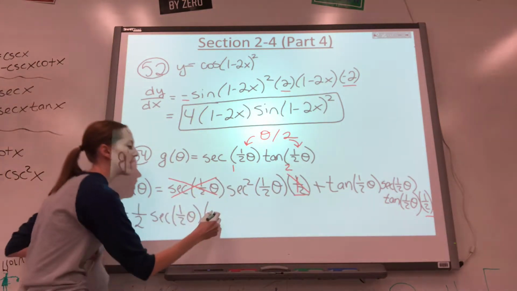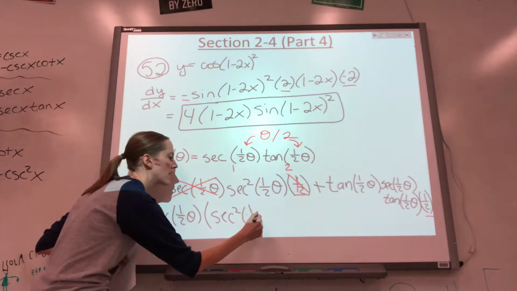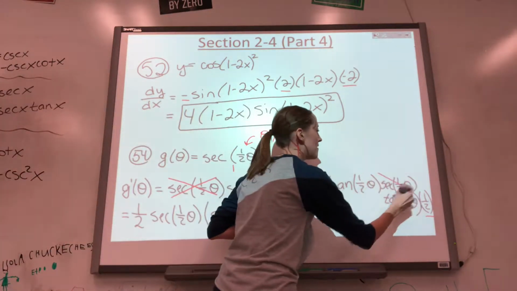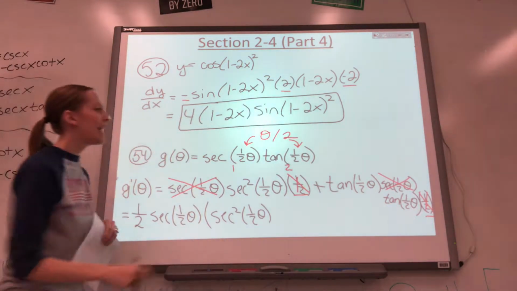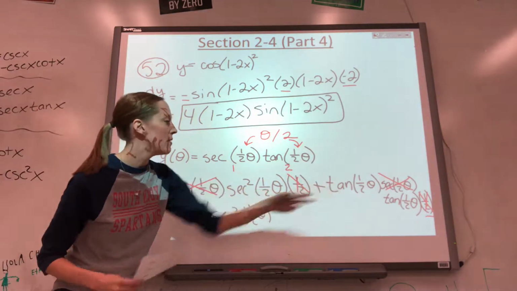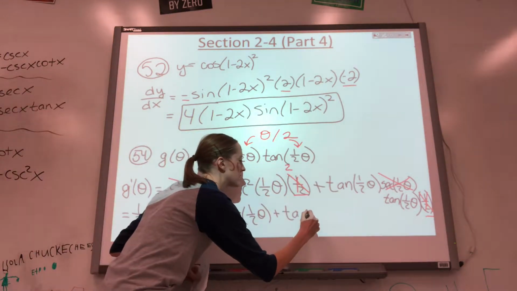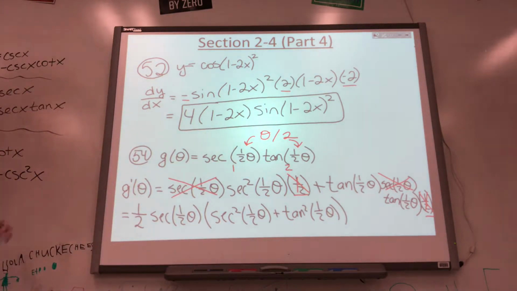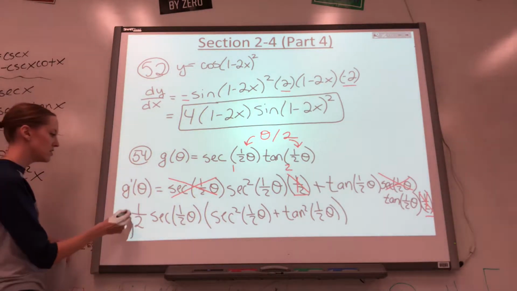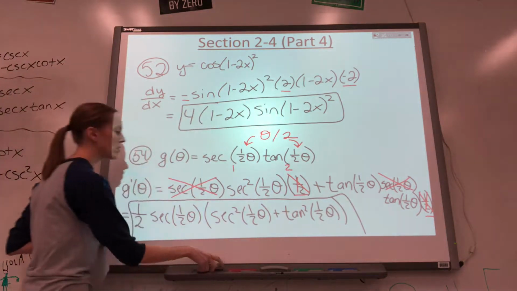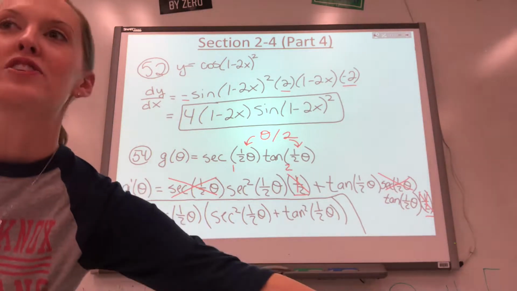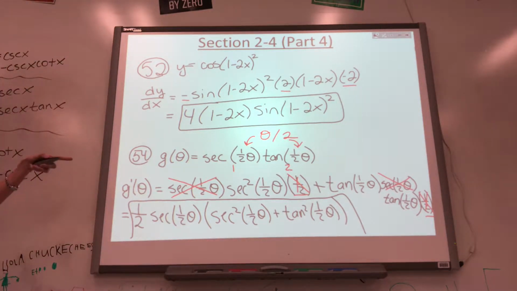Now, for this part, I just have secant squared of 1/2 theta. Okay, in the back, secant of 1/2 theta is gone, 1/2 is gone, and I'm going to go ahead and make that a tangent squared of 1/2 theta. There's really nothing else that we could do with that. I don't think there's any other identities to apply. So that would be it for 54. Okay, questions about either of those?